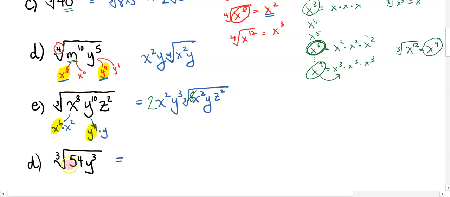54, like I was just saying, is a number. So I have to find an actual perfect cube that divides into 54. And I see 54 as 27 multiplied by 2, 27 being my perfect cube. y cubed is also a perfect cube. I don't have to do anything with it. I don't have to break it down. It is a perfect cube. So I'm going to take the cube root of 27, which is 3, the cube root of y cubed, which is y, and the 2 stays inside. All right? So it's 3y times the cube root of 2.